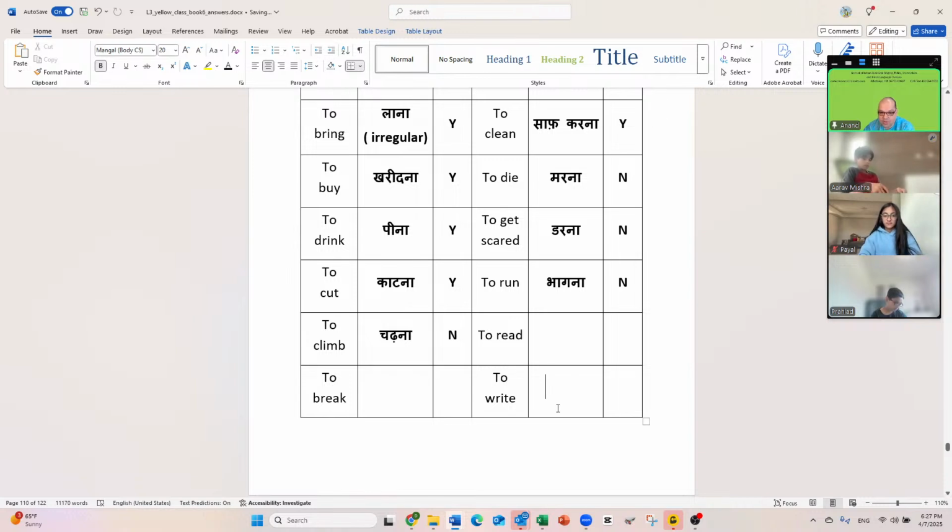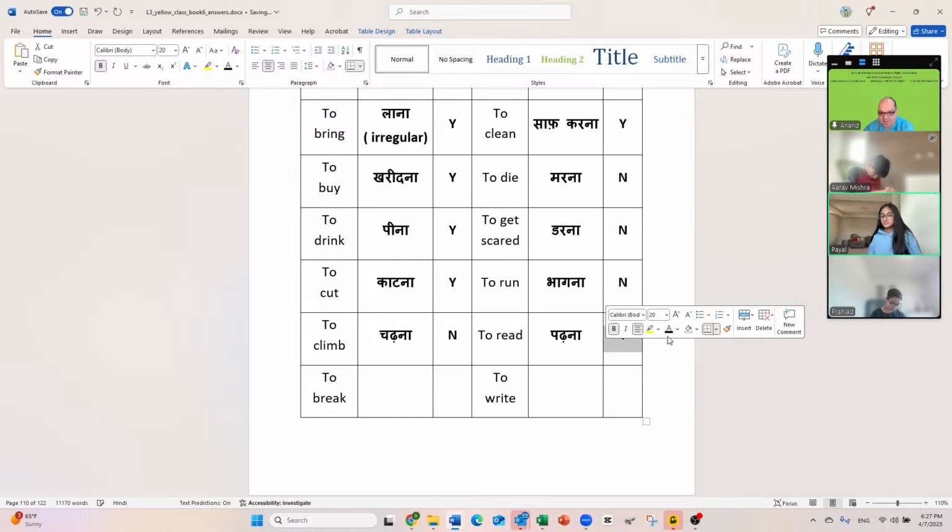Okay, Payal, read. What is the Hindi word? Padhna, same dha, padh, dha. Okay, getting the dha sound in padhna, chadhna, dha. And will it take a ne or it won't take a ne? Yes, what did you read? You get an answer. I read a book, I read a newspaper, I read something.